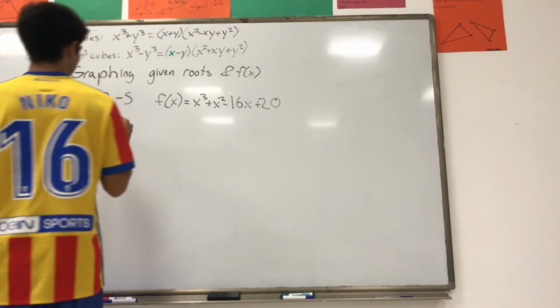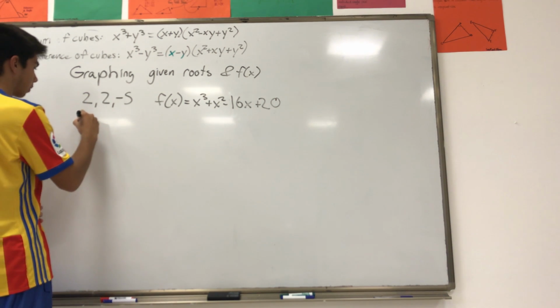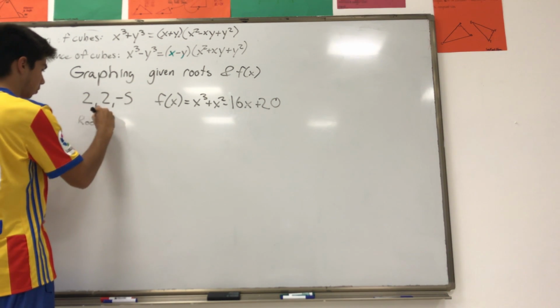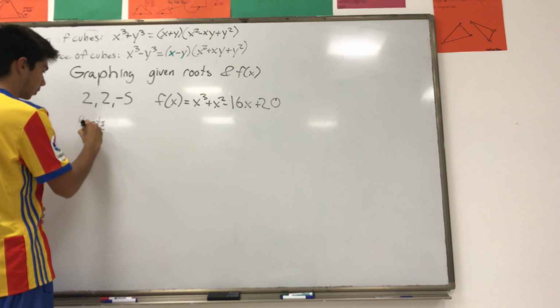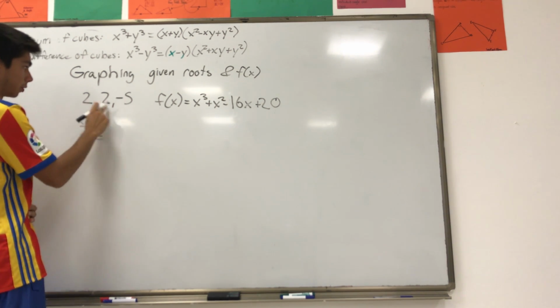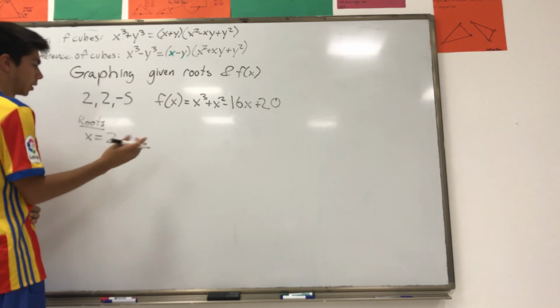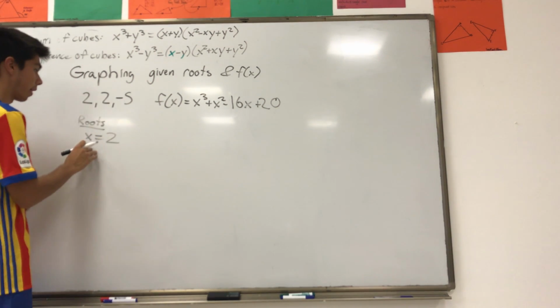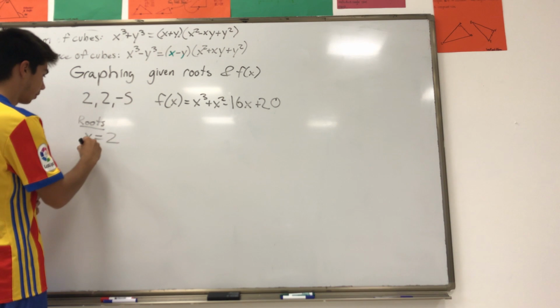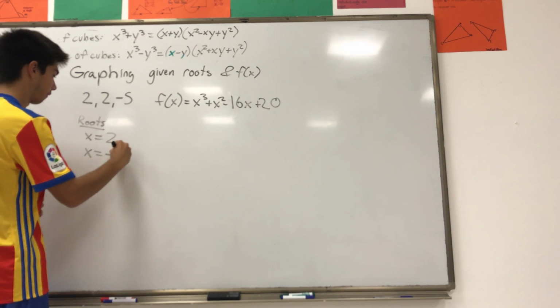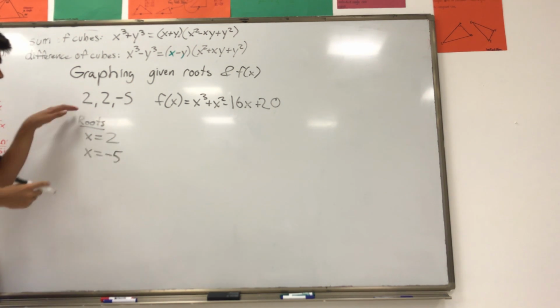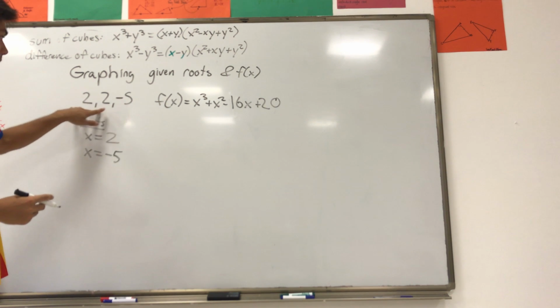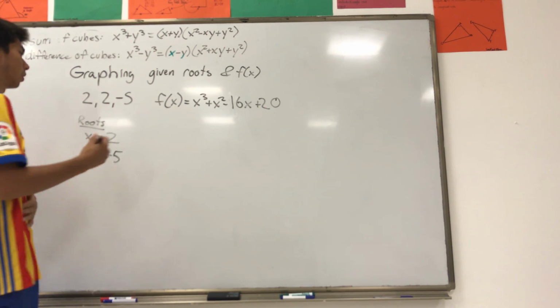They're given to us, and we want to write down what they are. So our roots: I have a root at x equals 2. It's counted twice, but I don't need to write it twice because we have multiplicity. So we have a root at x equals 2, and we have a root at x equals negative 5. Okay? So I have two roots here, which are both 2, and one at negative 5.